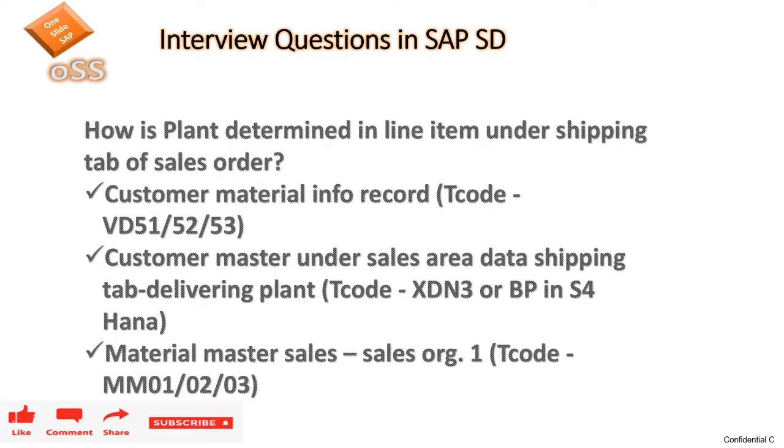At the same time, now we will see how we can check this in the sales order, where we have to maintain the delivering plant, and from there how it will be determined in the sales order. So we will see this information in the SAP screen now.